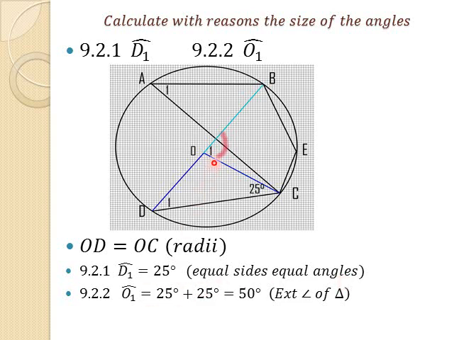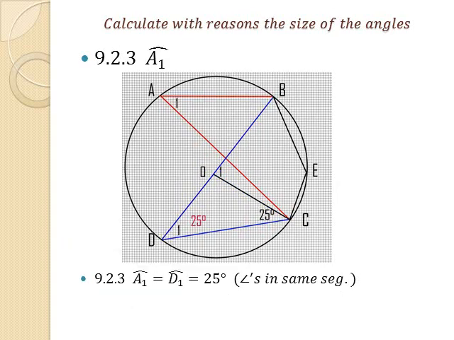Right, then to get O1, you can see there the blue line. If I come down, there's a triangle ODC. That's the exterior angle of the triangle, and we assume you know the exterior angle of a triangle equals the sum of the two opposite interior angles. So therefore O1 simply equals 25 plus 25, which gives me 50 degrees. It can't equal the angle next to it, it must equal the sum of the two opposite interior angles.